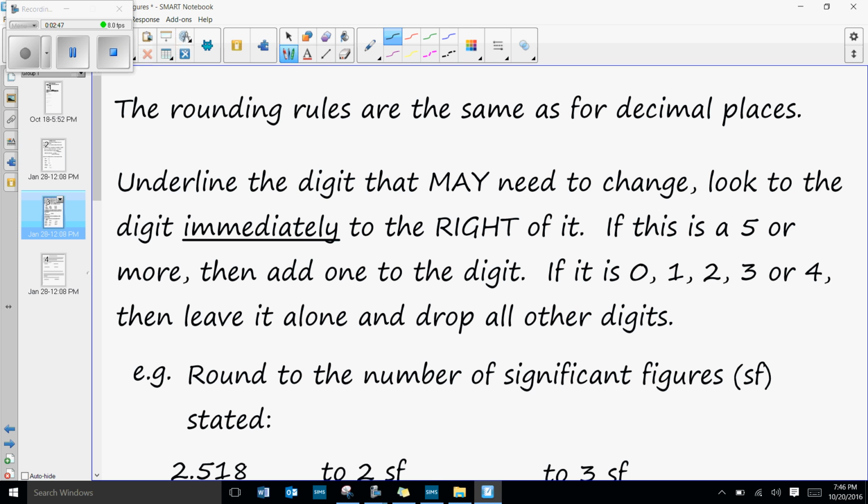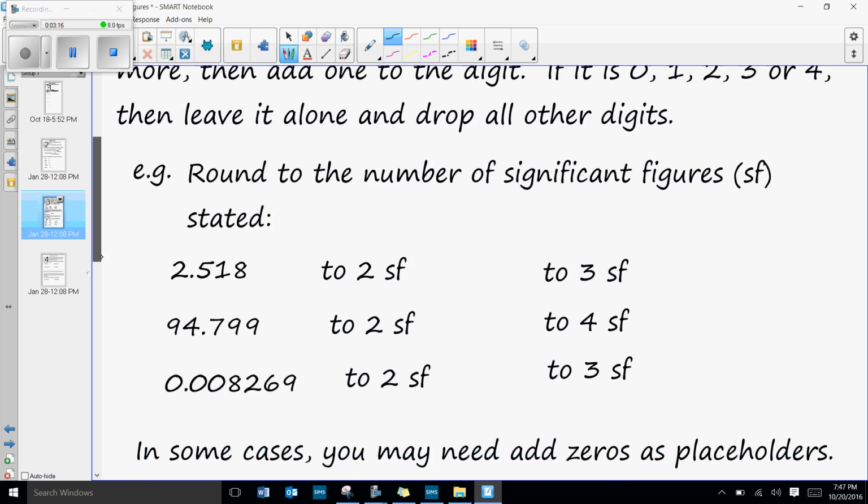The rounding rules are the same as for decimal places. So I recommend that you underline the digit that may need to change. You then look to the digit immediately to the right of it. And if it's a 5 or more, you add 1 to the digit. And if it's a 0, 1, 2, 3 or 4, you leave it alone and drop all other digits. Please note you're just interested in the one immediately to the right of the place that you're looking at rounding.